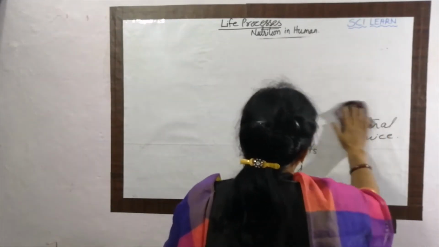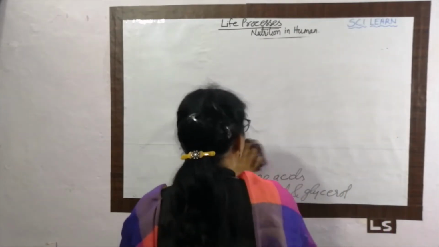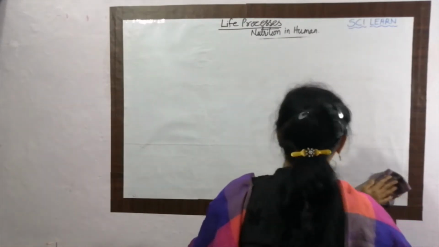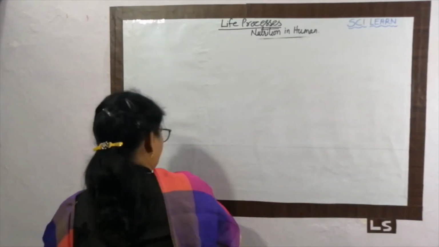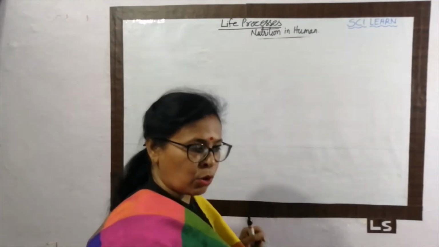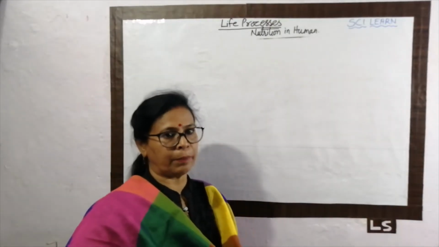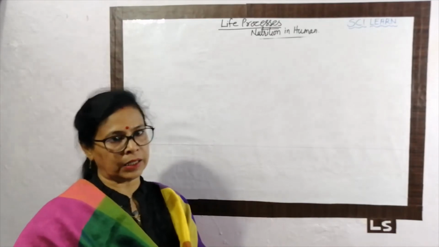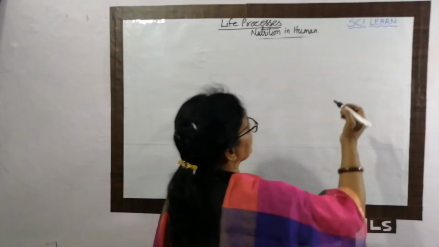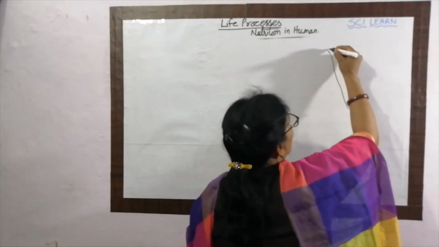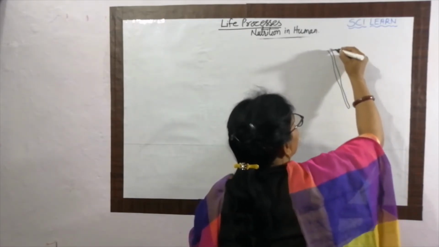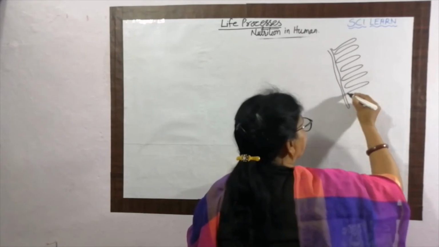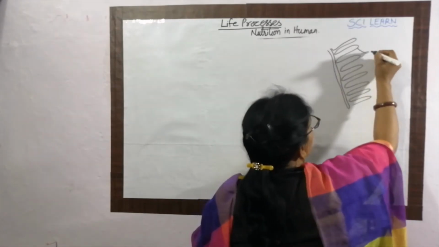The last part of the small intestine is called the ileum. The small intestine is composed of three parts. First is called the jejunum, then duodenum, and last is the ileum. The inner wall of the ileum contains finger-like projections, like this, and this is called the villi.